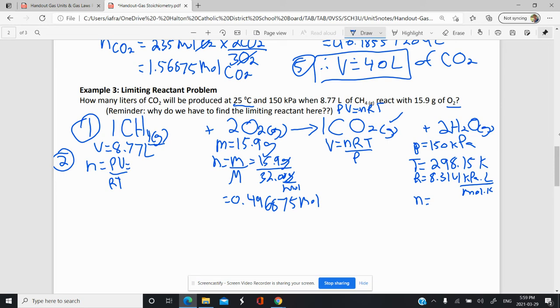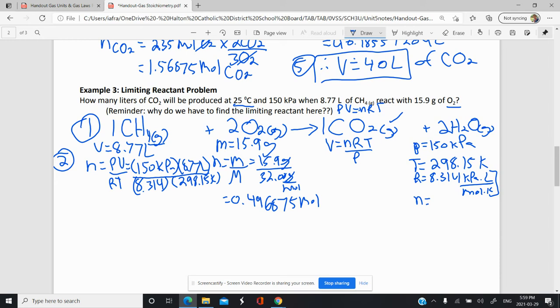So 150 kPa times the volume, 8.77 liters, over the RT, so 8.314. And the units you can see are over here, so you can write those in and try to cross those out yourself as practice, times temperature, which was 298.15 Kelvin.